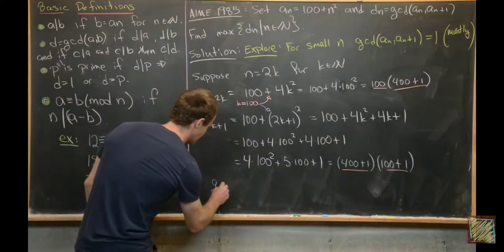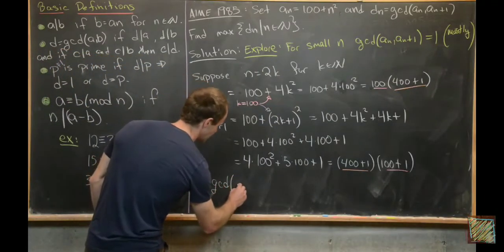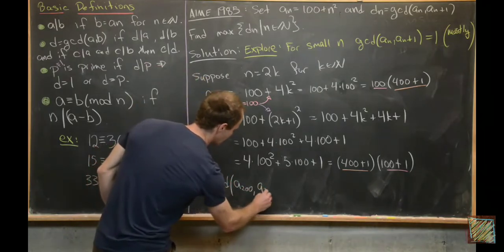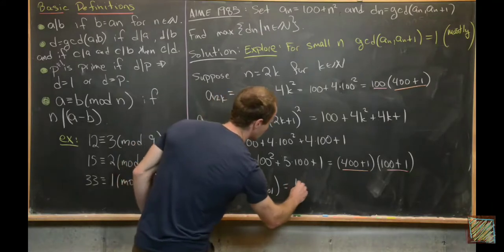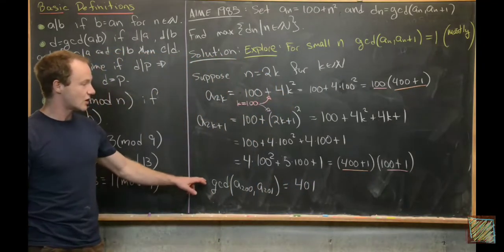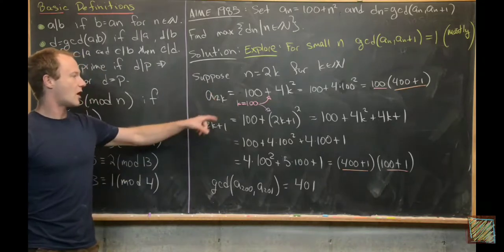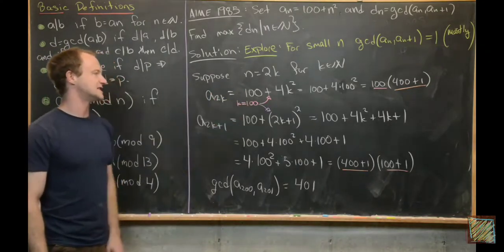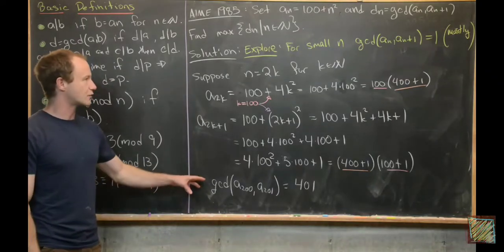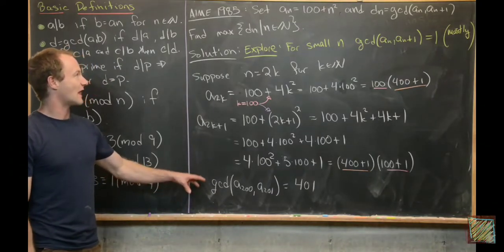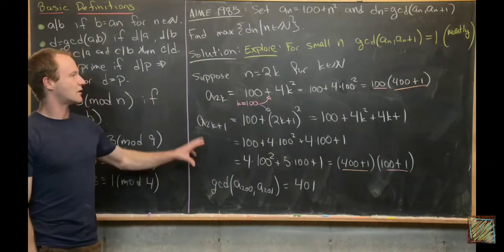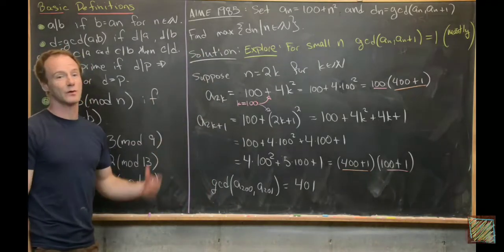So notice what we have here, the GCD of a sub 200, comma, a sub 201 equals 401. So we had to work pretty hard by guessing a really nice value of k in order for this to work out. So it's a reasonable claim that this is the maximum of all of the greatest common divisors. So I'll go ahead and clean up this board, and that's what we will prove.